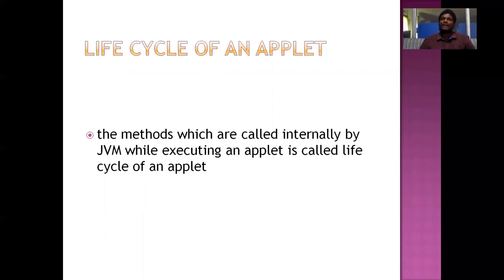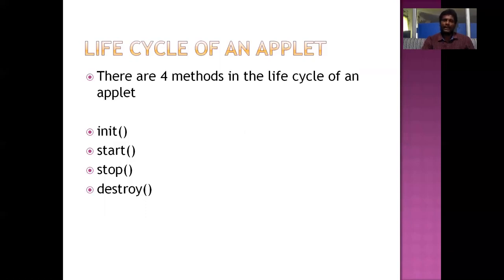So while we are executing an applet program, JVM will internally call some methods, and these methods are called the lifecycle of an applet. So let us see what are the names of those methods, how we are going to use them, and how the JVM is calling those methods. There are 4 methods in the lifecycle of an applet: init, start, stop, and destroy.